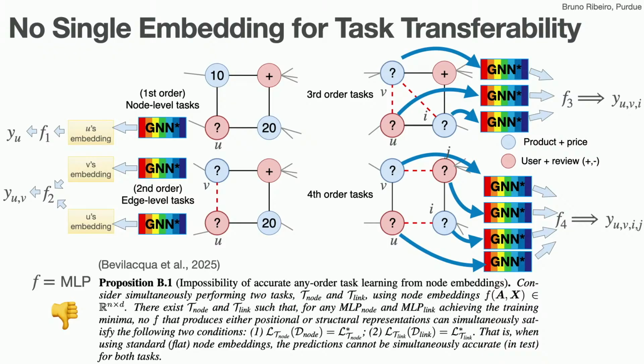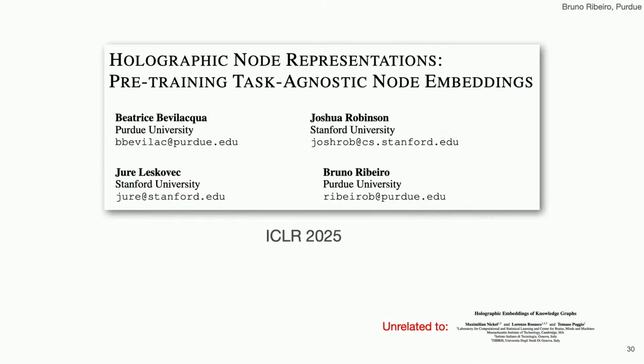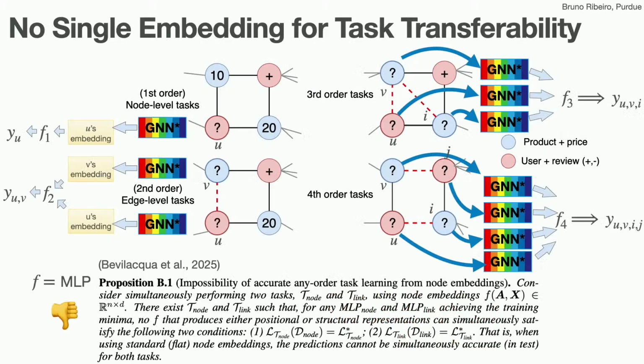You cannot learn one GNN for everything because the symmetries of the tasks are different. So you end up with the wrong symmetries for some task. Yes? Even with the symmetry breaking? Yeah, even with the symmetry breaking.